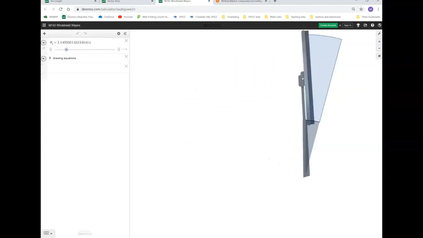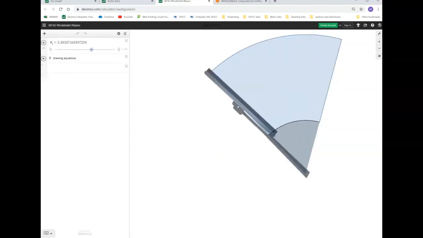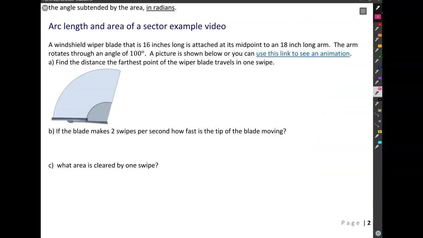We've got the wiper moving, and the first part of this problem is interested in the farthest point on the end of the windshield wiper, the one that moves the farthest, and exactly how far is that moving. So we're talking about this arc right here, and we know we have the formula S equals R theta. We're told that the windshield wiper is 16 inches long, and that the arm it is attached to is 18 inches long, attached right at the midpoint of the wiper blade.